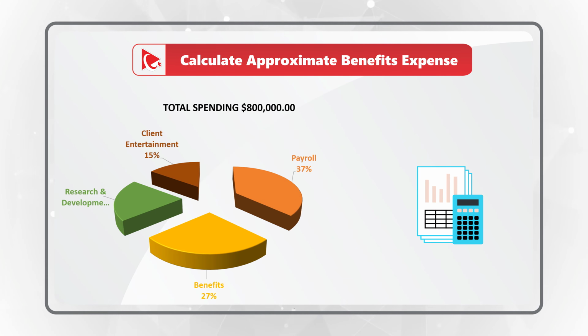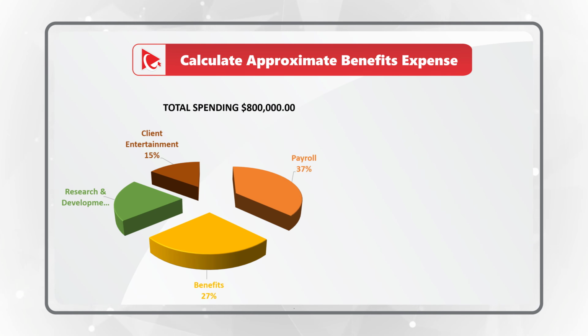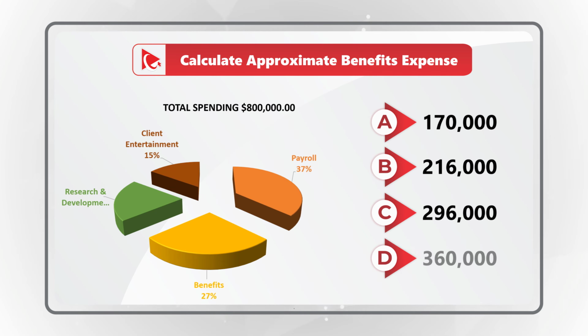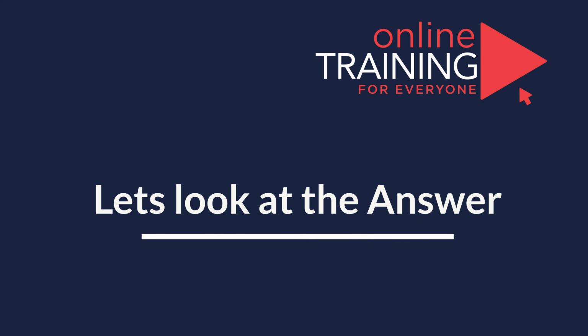And your final selection is within one of four possible choices. Choice A, 170,000. Choice B, 216,000. Choice C, 296,000. And choice D, $360,000. Take a close look, maybe pause this video to see if you can do a mental math and come up with the solution. Ready or not, I am moving forward to share with you my version of the solution. And obviously, if you have a better way to solve it, please make sure to share in comments.